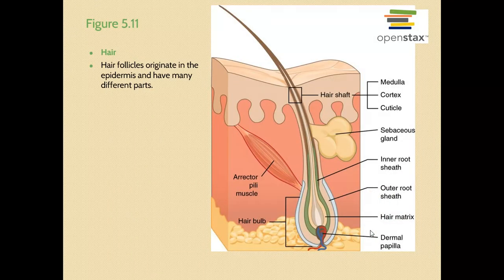So here's a much better view of this. We can see here's our shaft sticking up from part out. You can see our cuticle on the outside. We can see our cortex and our medulla in the center. And then we can see down here in the root, all the way down the deep dermis, almost into the subcutaneous layer. We can see our root sheath out here with the matrix, and this is growing the new hair to come out.